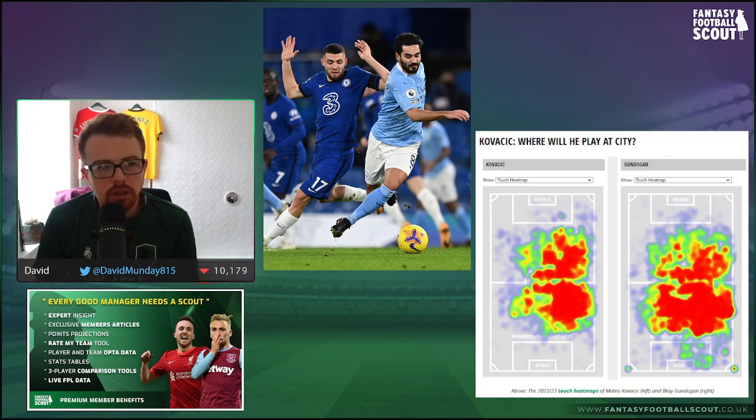And we're going to start with a look at some heat maps from the most recent season, which are, of course, taken from the Fantasy Football Scout members area.